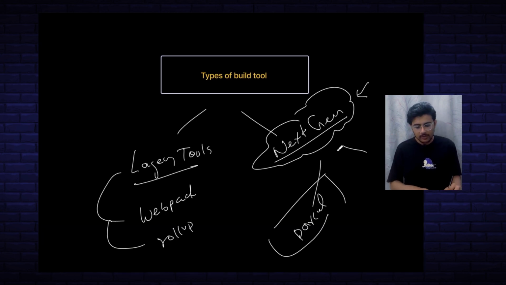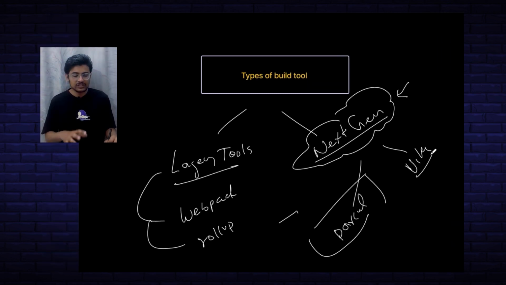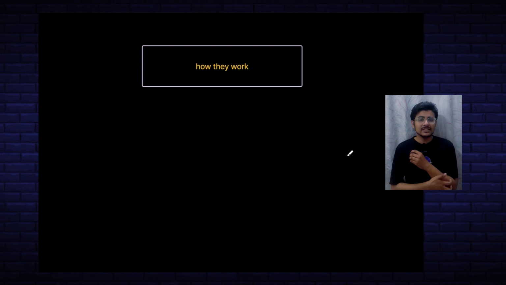All right, so first is Parcel and second is Vite. So these are next generation tools. Now let's see how they work. So what is our goal here?